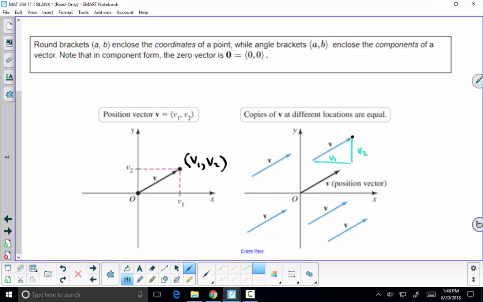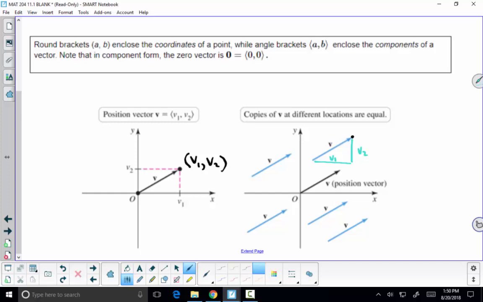Everybody agree with that? So the v1, v2 components of the vector are telling you how far to go horizontally and then how far to go vertically to go from the initial point to the terminal point. So it's a little like directions on how to get to the terminal point from the initial point. But when you're in standard position, the two coincide. The components and the coordinates of the terminal point are the same.